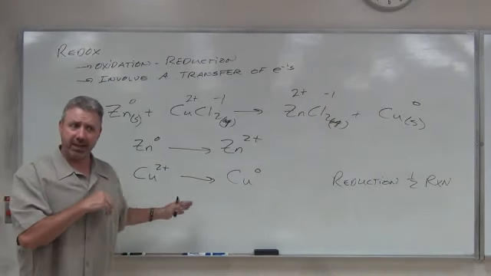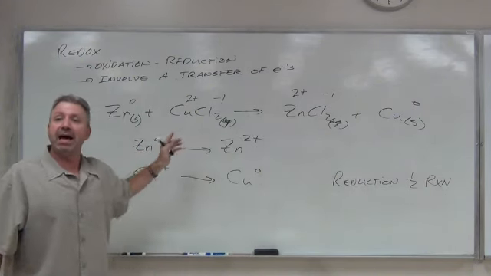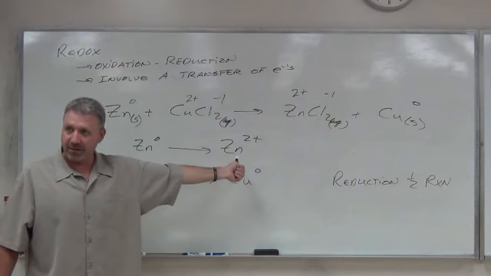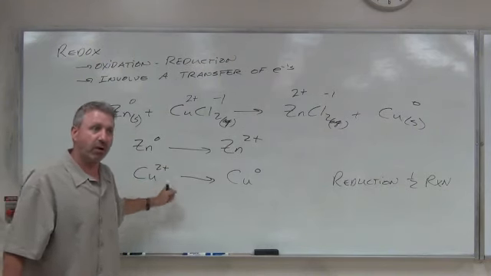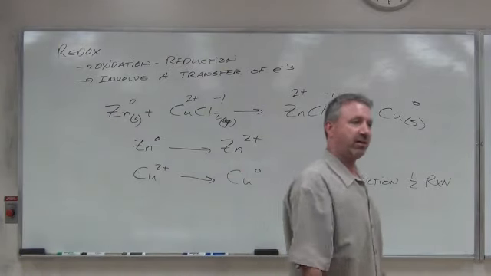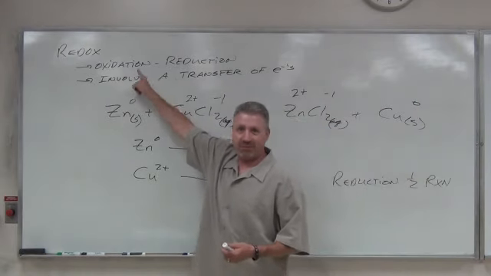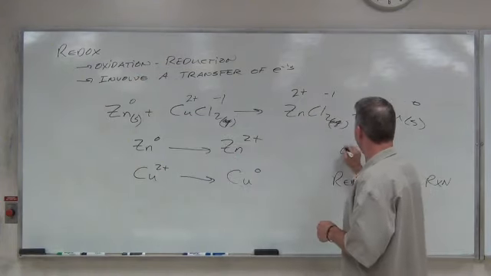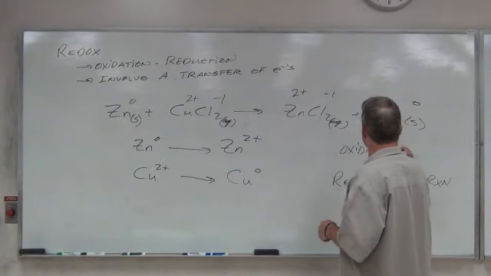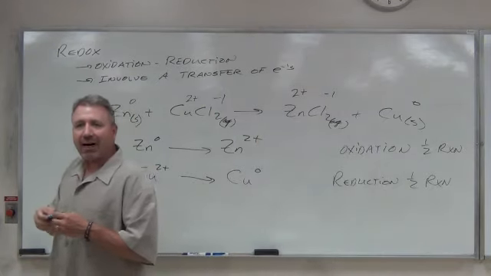Does everyone see how I identified that? I assign my oxidation numbers. I find the elements that are undergoing oxidation number changes. The element that's getting smaller in its oxidation number as you go from reactant to product is reducing. That's the reduction half reaction. That means the other one must be, what's the other one? Oxidation. You can't have oxidation without reduction.